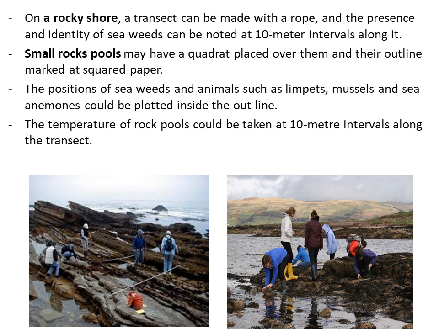Small rock pools may have a quadrat placed over them and their outline marked on squared paper. I will bring squared paper, then I will mark on it the places where I put the quadrat. The positions of seaweeds and animals such as limpets, mussels, and sea anemones could be plotted inside the outline. I will notice these small animals.